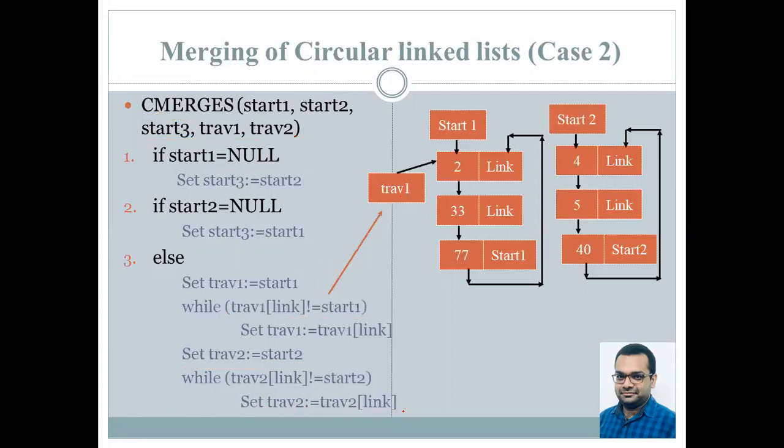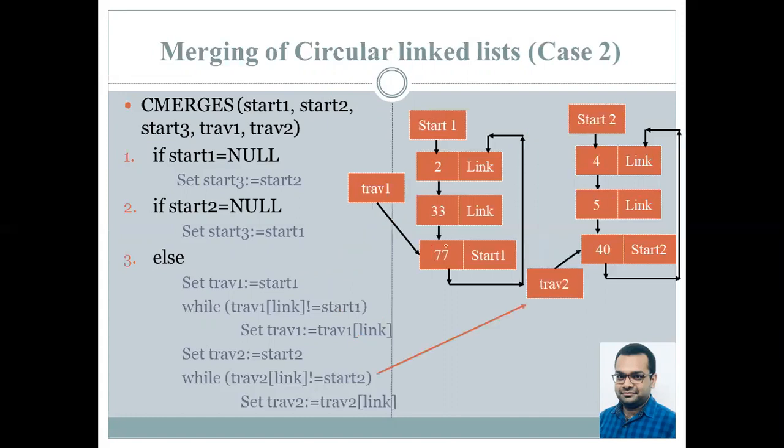Let's see how. First of all, initially you can see we have initialized traversal1 as the address of the first node, and since its link is not equal to start1, we will be incrementing traversal1. So this is how we keep on incrementing. We again check its link is not equal to start1, and in this way we reach the last node of the first circular linked list. Similarly, we will be doing the similar treatment with traversal2. We will begin with the first node of the second linked list and keep on traversing till we reach the last node of the second circular linked list. Now these two, traversal1 and traversal2, will be very useful.